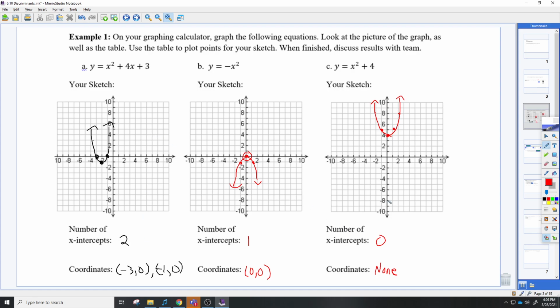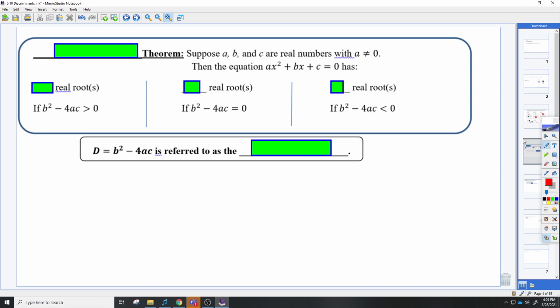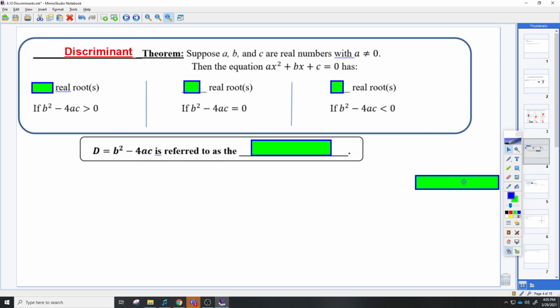So there is a way to calculate this without graphing it. And it's called the discriminant theorem. Now, it's a little different way of how you spell the word discriminant. It's not what you might be thinking. So here's the word. Discriminant.